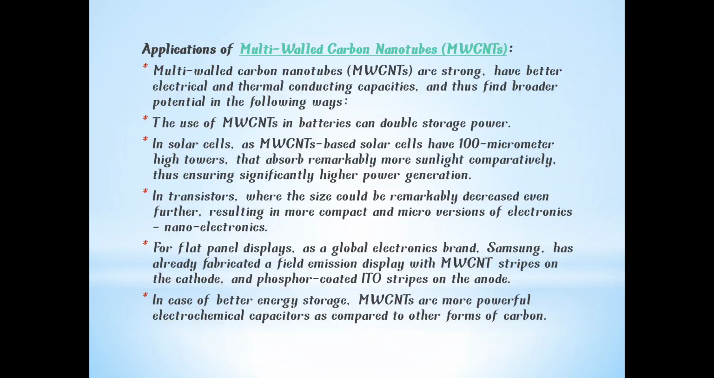In transistors, the size would be remarkably decreased even further, resulting in more compact and micro versions of electronics. Nano electronics for flat panel displays: as a global electronics brand, Samsung has already fabricated a field emission display with multi-walled carbon nanotube strips on the cathode and phosphorus coated ITO strips on the anode. In case of better energy storage, multi-walled carbon nanotubes are more powerful electrochemical capacitors as compared to other forms of carbon.